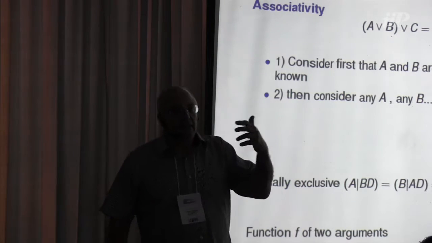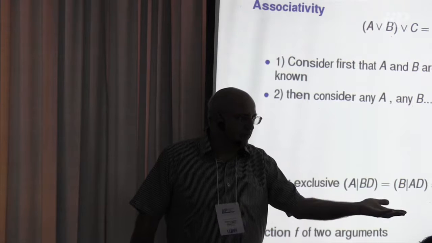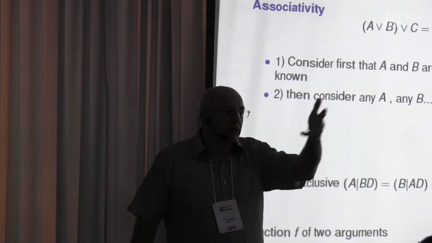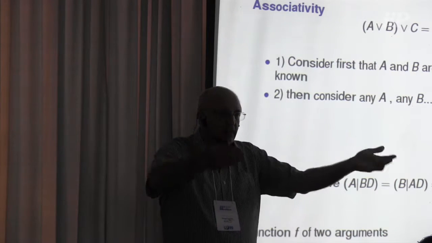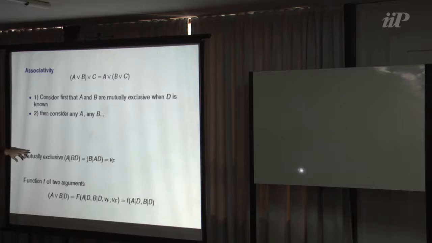Mutually exclusive means that if I'm doing experiments in which the die falls on one face but not on two faces at the same time. So number 2 and 5 cannot be true at the same time. Only one of the faces.